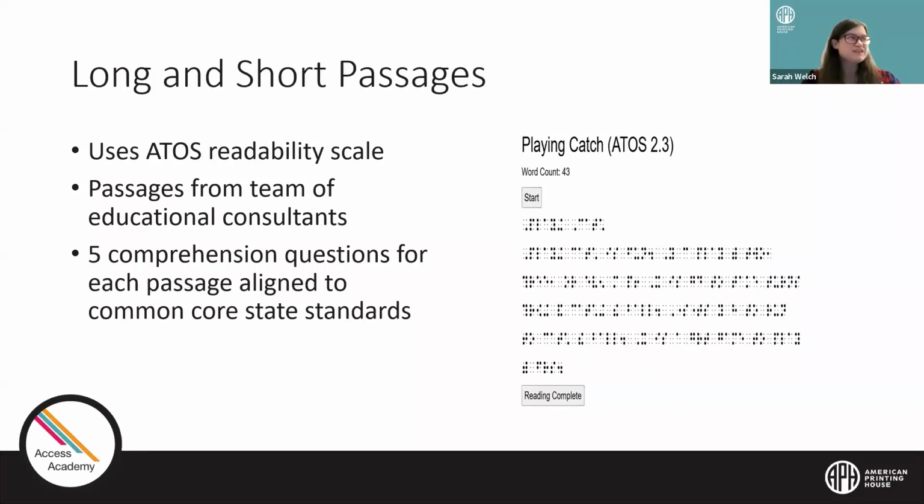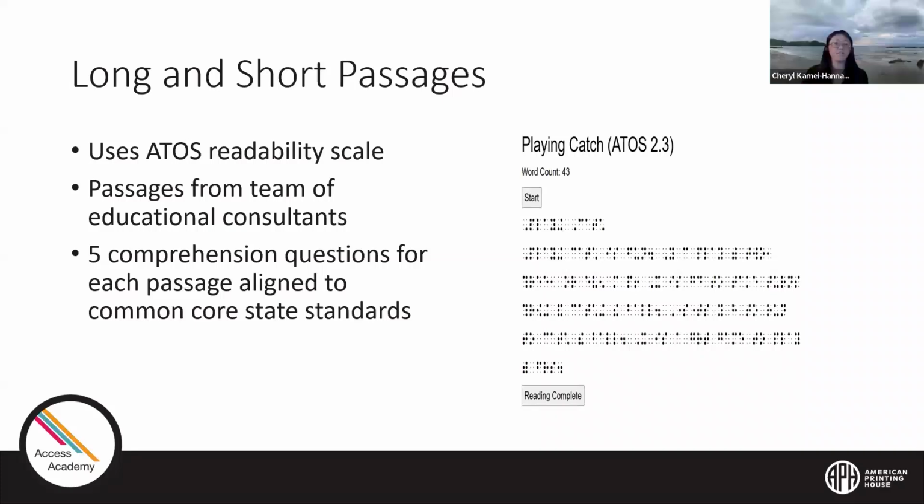So long and short passages, kind of a similar layout to the ones we've seen before. So you have at the top, it tells you the reading level. In this case, the example is from Atos 2.3. Then you have the word count, a start button. Then you find the passages in simulated Braille, and then a reading complete. So both of them use the Atos readability scale. All of these passages, like Cheryl was saying, come from a team of educational consultants. And typically there are 5 comprehension questions for each passage aligned to Common Core state standards.